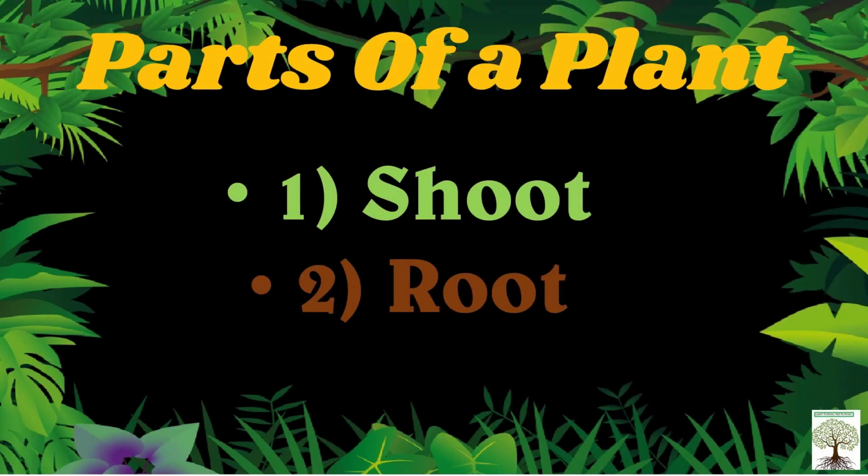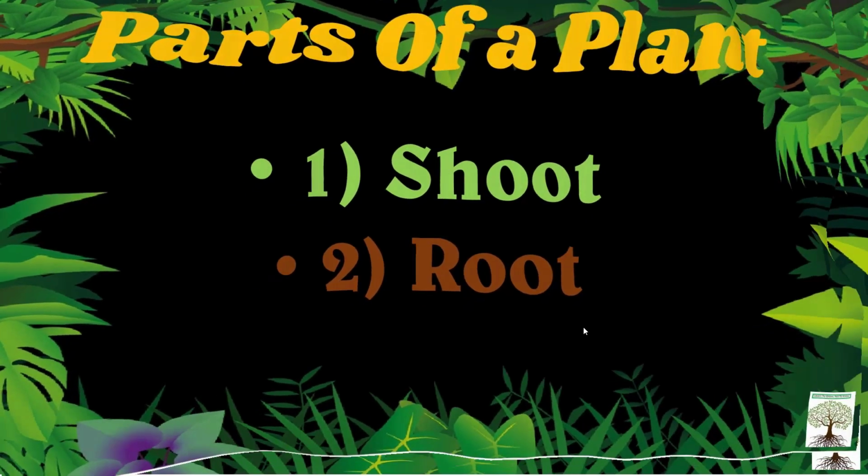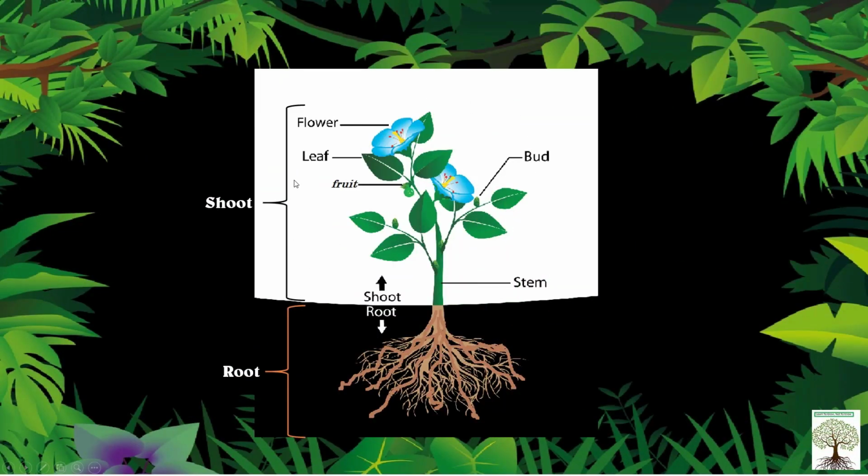A plant has two main portions. One that grows above the ground is called shoot, and one that grows below the ground is called root. So this is above the ground and this is below the ground. Let's see shoot. Shoot has leaf, flower, fruit, bud and stem. So shoot contains all these parts, and root means only the root that grows below the ground, right?